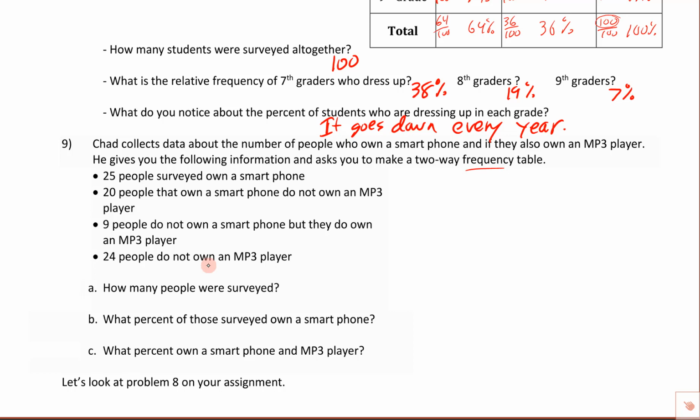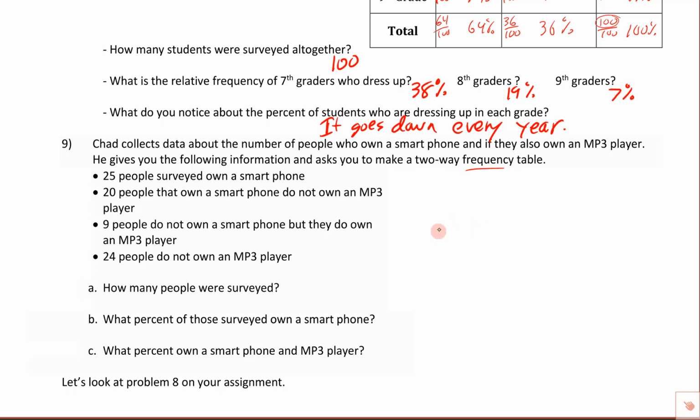So let's think about what's going on. This is called a two-way frequency table because there are two ways to describe the people. So they either own a smartphone or they do not own a smartphone. So for that part of the survey, it's just yes or no on smartphone. The other thing deals with an MP3 player, and you'll notice that in some places they say they do not own one, and maybe they do own one in other places. So that is a yes or no. So it's either yes, they have an MP3 player, or no, they don't.